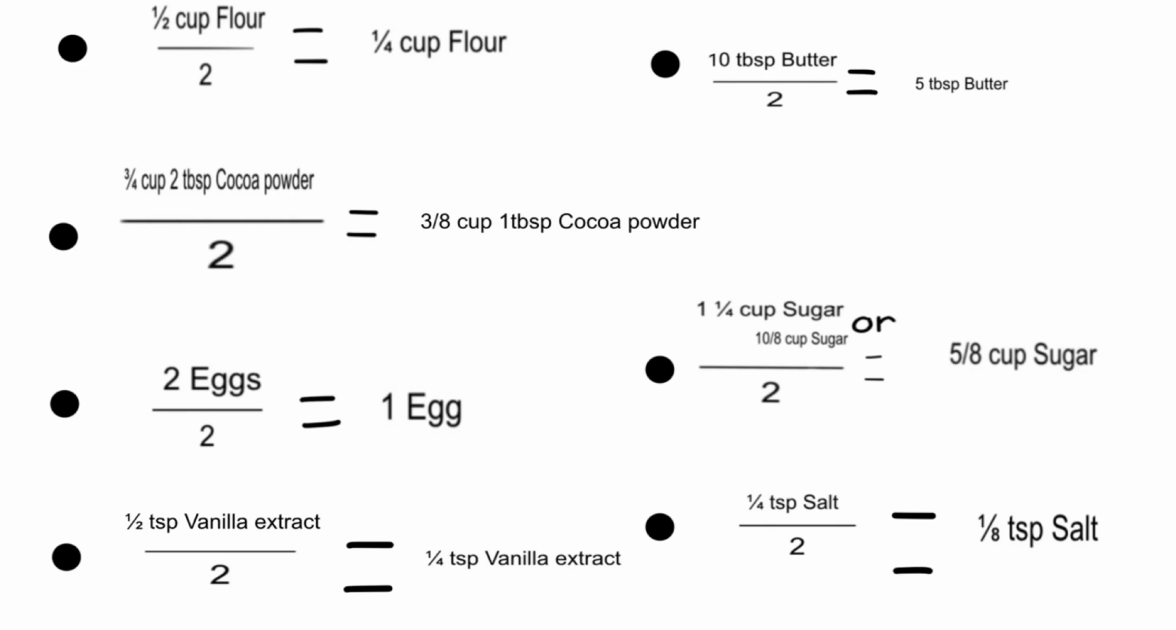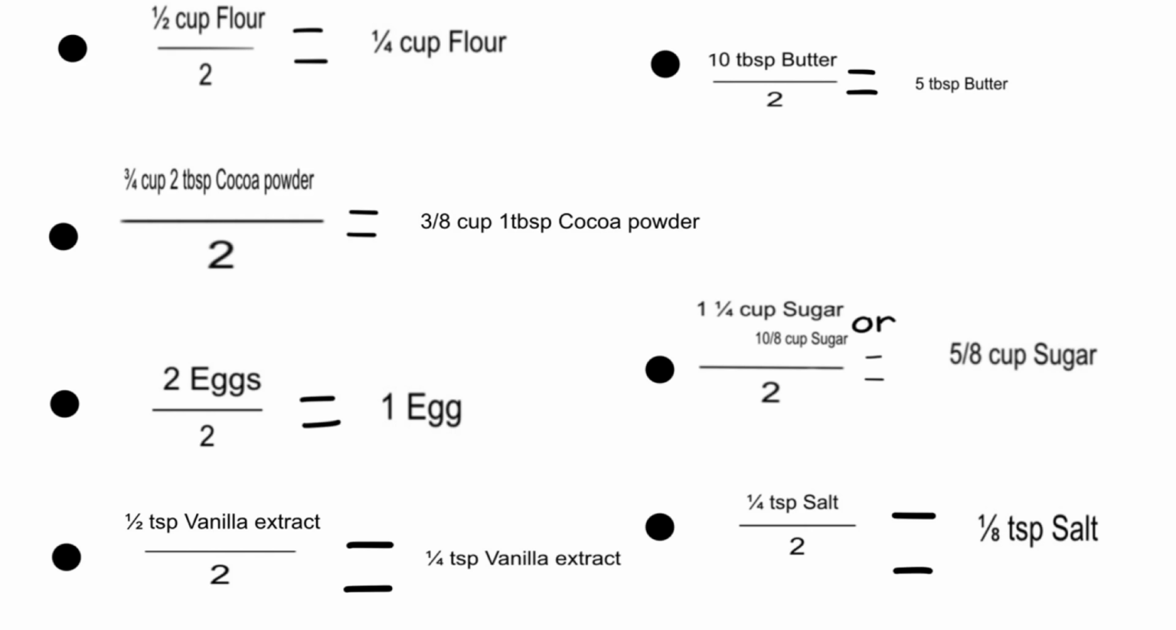With your math genius deductions, you calculate that the new recipe calls for 1/4 cup of flour, 3/8 cup and 1 tablespoon of cocoa powder, 1 egg, 1/4 teaspoon of vanilla extract, 5 tablespoons of butter, 5/8 cup of sugar, and 1/8 teaspoon of salt.